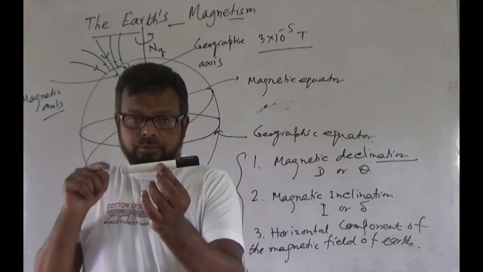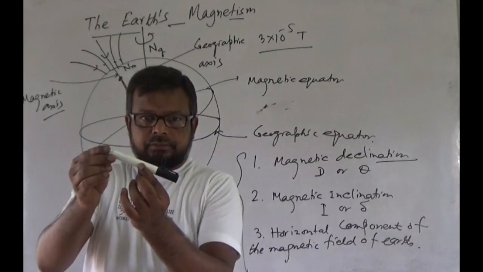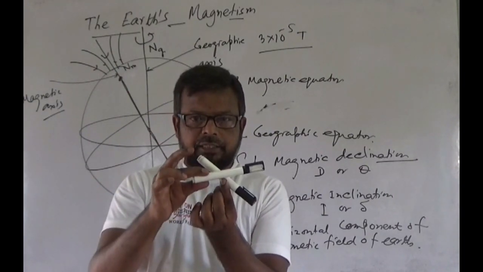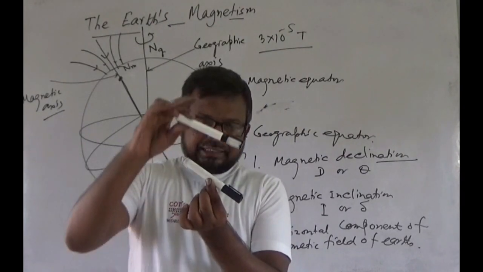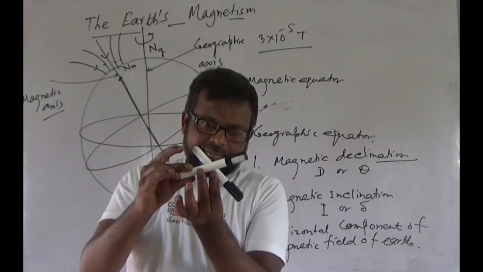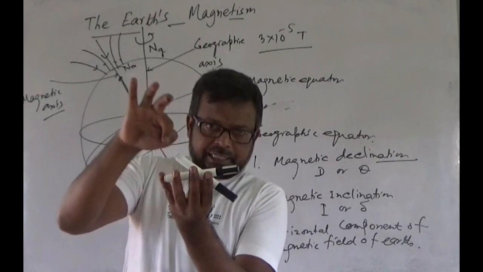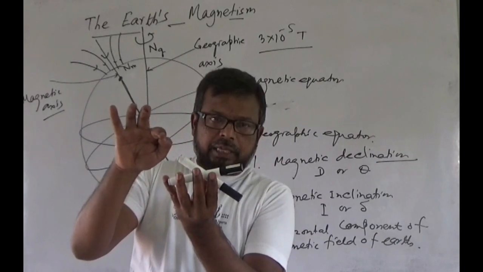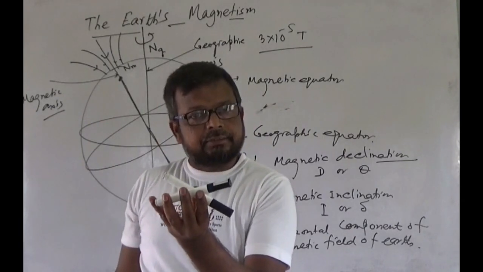From here, at this point, at Raghunathpur, it will make like this. See here. This is our horizontal and this is the magnetic needle. Its north pole is in the downward direction from the horizontal, and this angle is the one. The angle made by the magnetic axis, or axis of the magnetic needle, with the horizontal is the magnetic inclination.